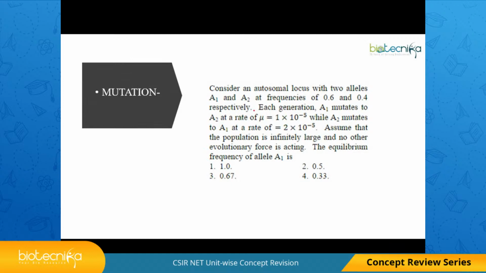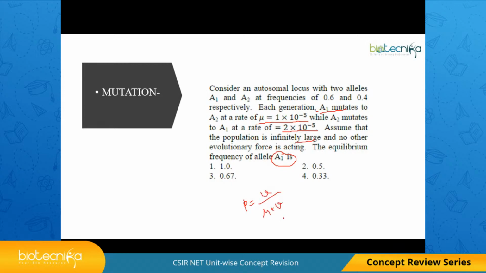Let me quickly go through this question. They have told you, in each generation, A1 mutates to A2 at the rate of mu equals to this, while A2 mutates to A1 at the rate of 2 into 10 to the power of minus 5. So assume that the population is infinitely large and no other evolutionary force is acting. The equilibrium frequency of A1 is how much? So you just have to use the formula p equals nu by mu plus nu in order to get the answer.